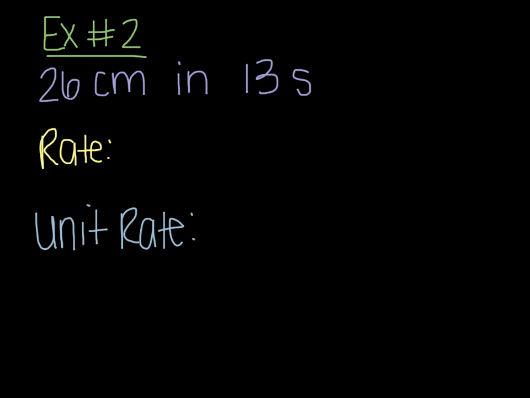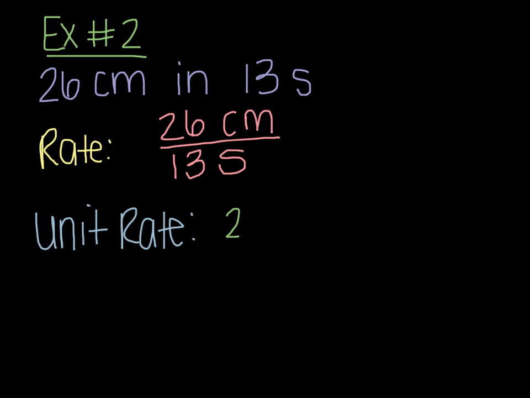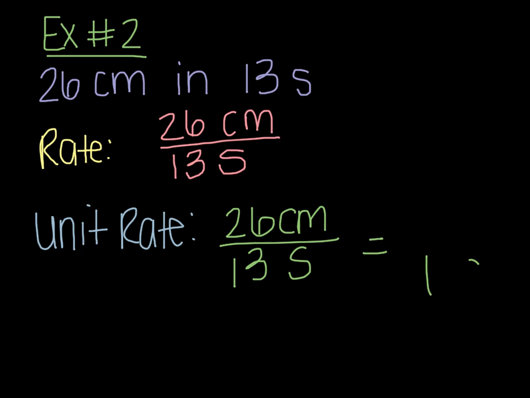Example number 2, we have 26 centimeters in 13 seconds. So my rate is 26 centimeters in 13 seconds. Just using the numbers I have, putting one over the other. Now for my unit rate, I'm just going to rewrite my rate like I have it right above, because now I need to get to 1 second. Because I don't want to compare to 13 seconds, I want to compare to 1 second. Unit rates compare to 1.